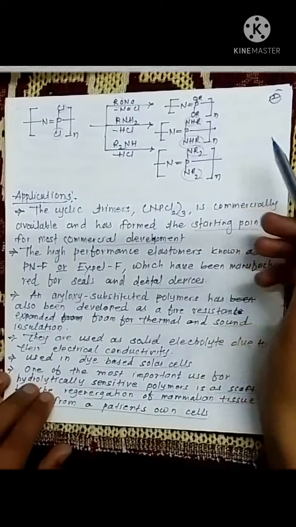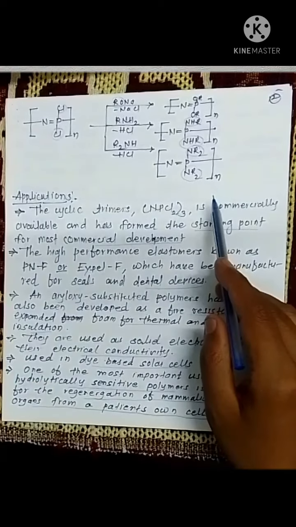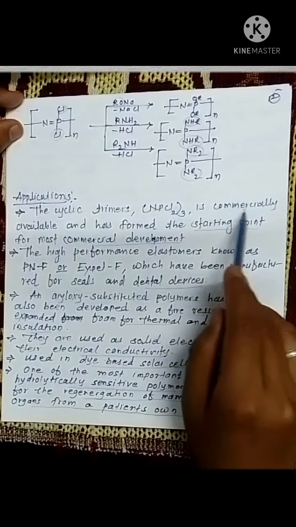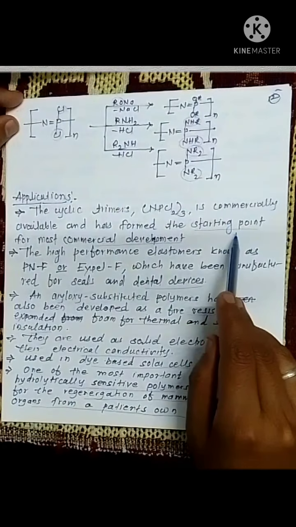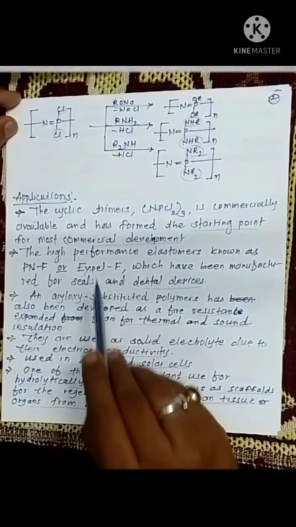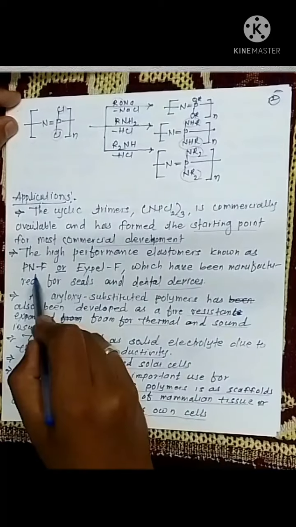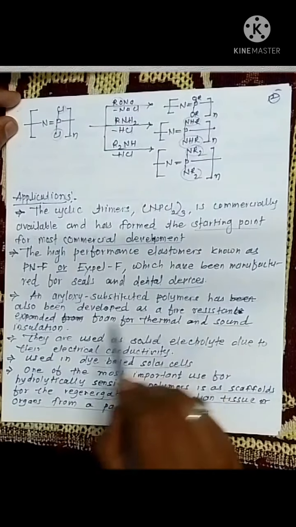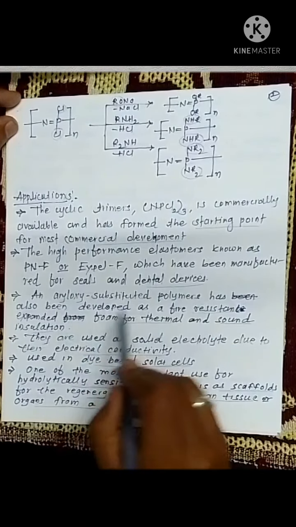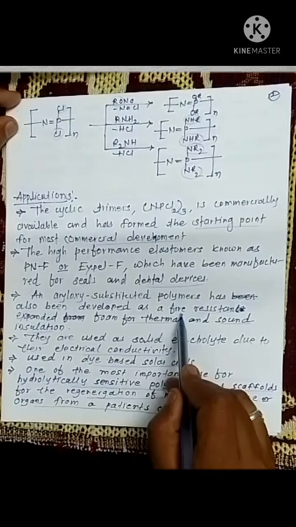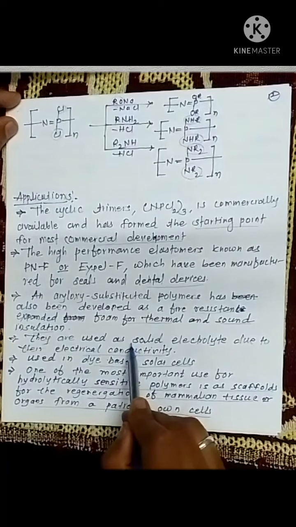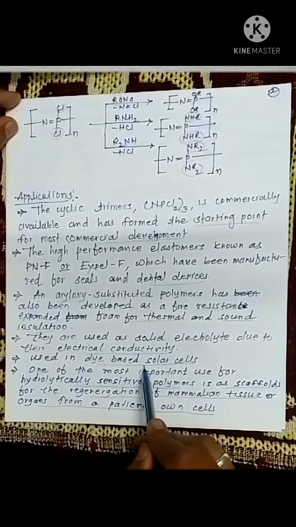Now we are going to see some of the applications of polyphosphazine. The cyclic trimer, that is (NPCl2)3, is commercially available and has formed the starting point for most commercial development. The high performance elastomers known as PNF or EPDM-F have been manufactured for seals and dental devices. An aryloxy substituted polymer has also been developed as a fire resistant expanded foam for thermal and sound insulation. They are used as solid electrolytes due to their electrical conductivity. They are also used in dye-based solar cells.